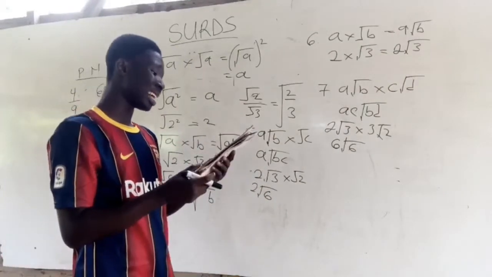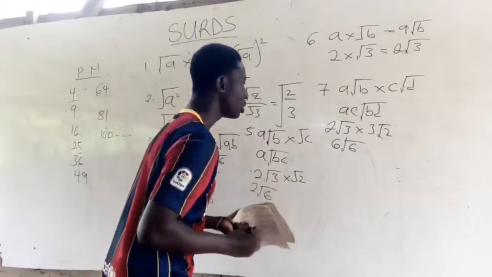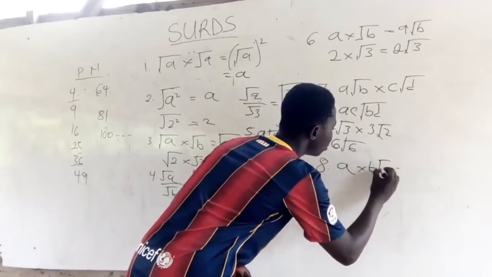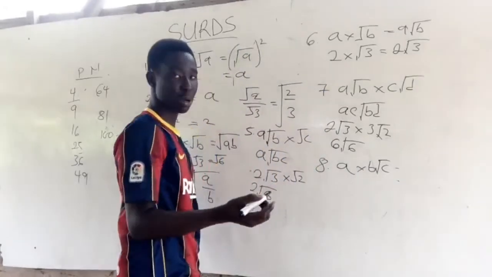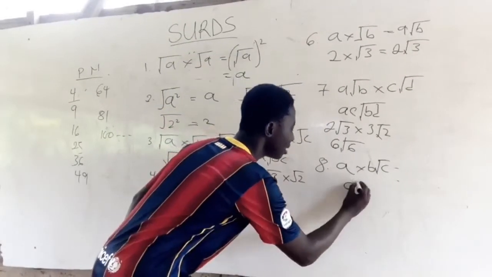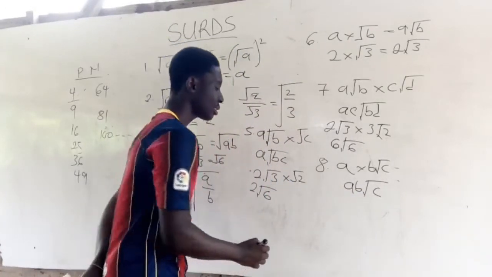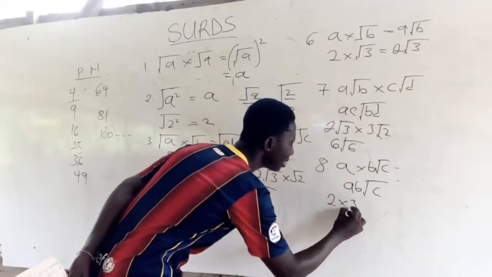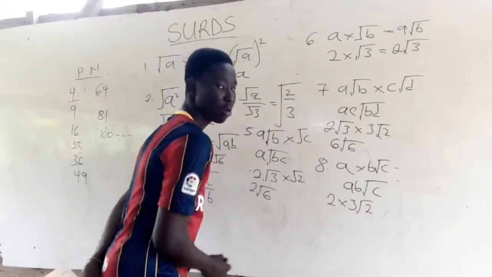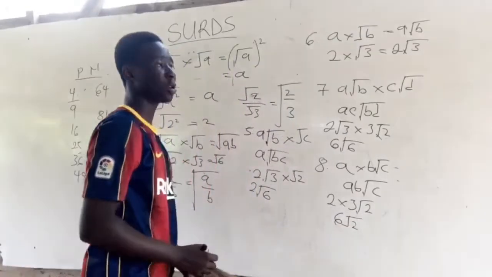Now let's move on to the last property. A times B with C. So this one, I'm just going to multiply A by B, AB with C. For instance, having 2 times 3 with 2. So 2 times 3, I'm going to get 6, 6 with 2. So that's all for the properties of sets.